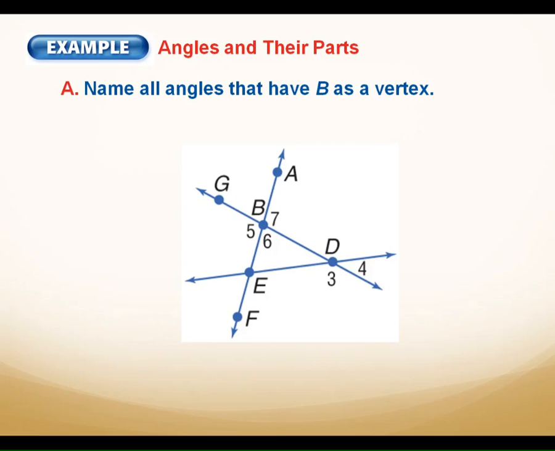So here I want to name all the angles that have point B as a vertex, the point where they meet. There's 4 of them here. And you can name them however you want. Let's start rattling off those 4.